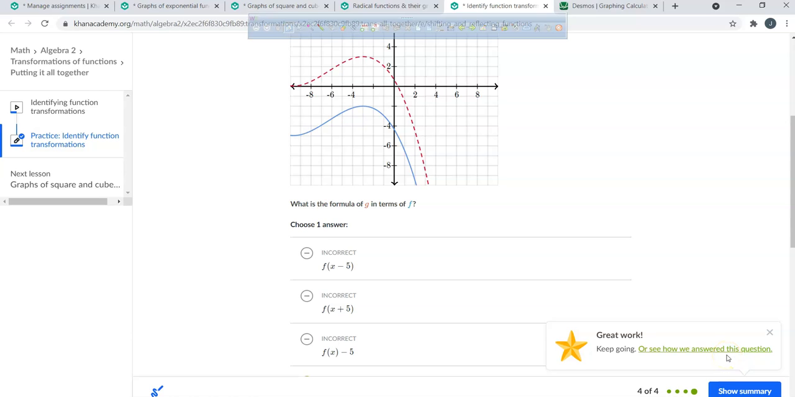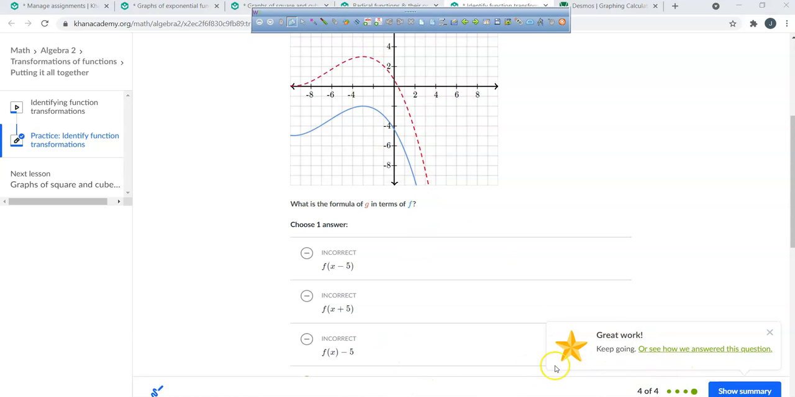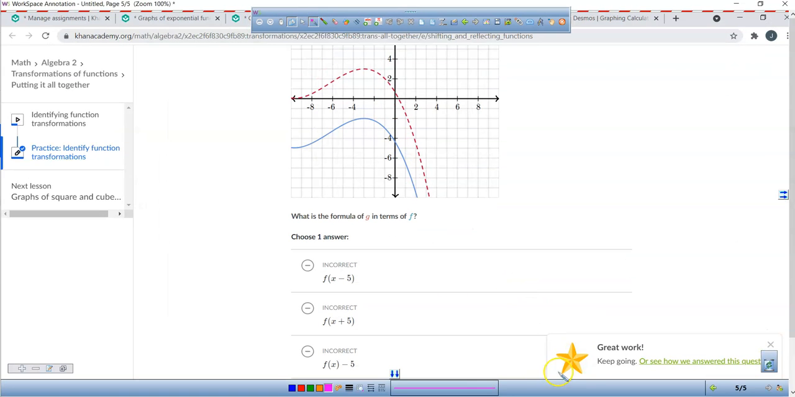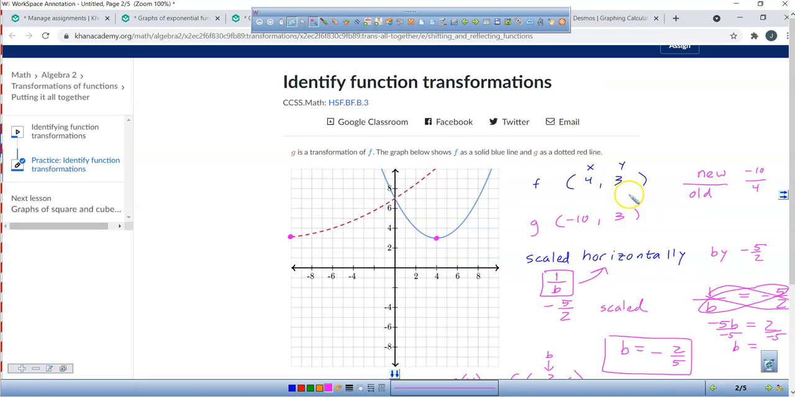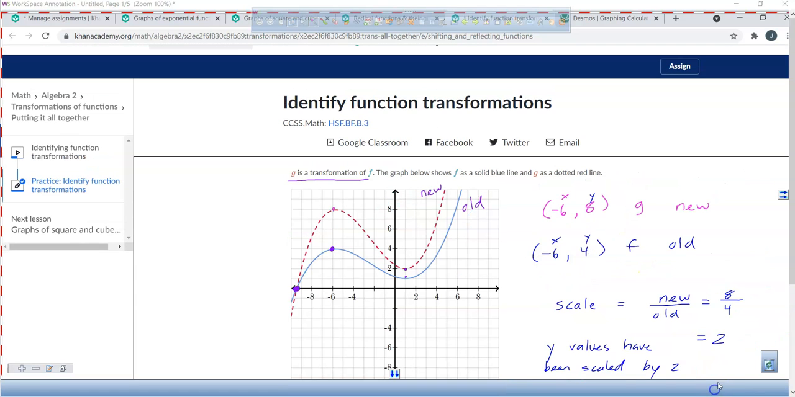Figure out, does it go up, down, left, right, or are the x values, if we go back real quick, let's take a look at these. Where am I? There we go. Sorry. So here, pay very close attention. If the y values stay the same, that means it's scaled horizontally. If the x values stay the same, that means it's scaled vertically. Okay, so you got to make sure you know that.